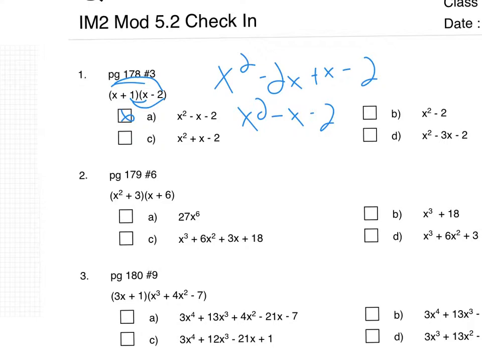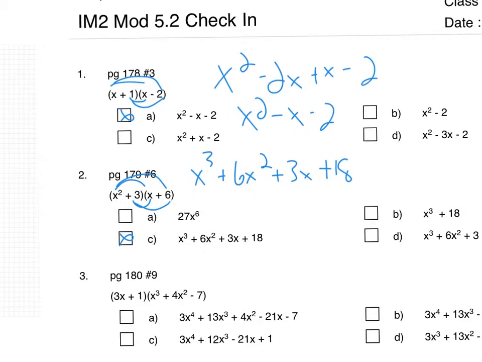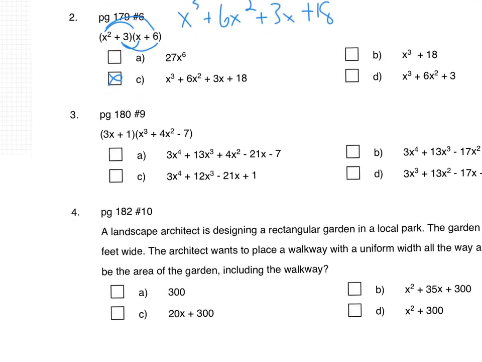Whereas when we look at number 2, I have x squared times x, which is x cubed. X squared times 6 is 6x squared. 3 times x is 3x. And then 3 times 6 is 18, giving us C, because there are no like terms. So we did better on that one than we did on number 1, even though they're basically the same steps. We probably messed up on our combining like terms. So make sure we pay attention to that little bit there. All right, number 3, again, is another just distribution.